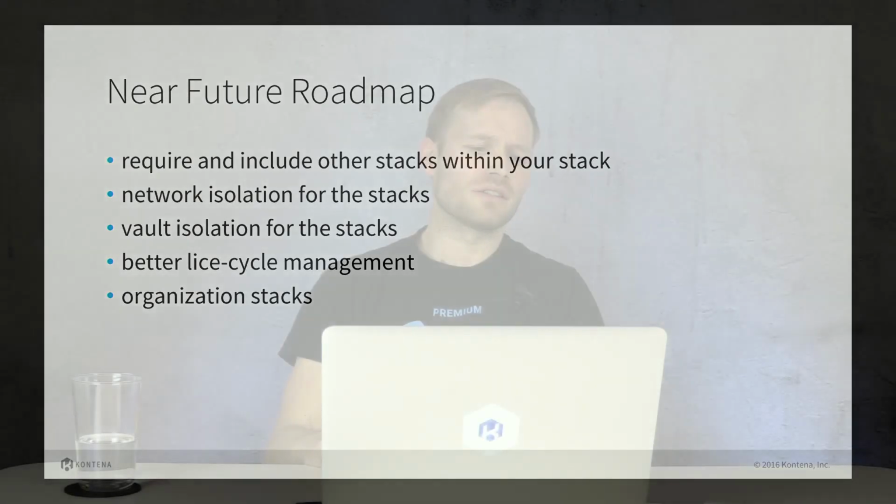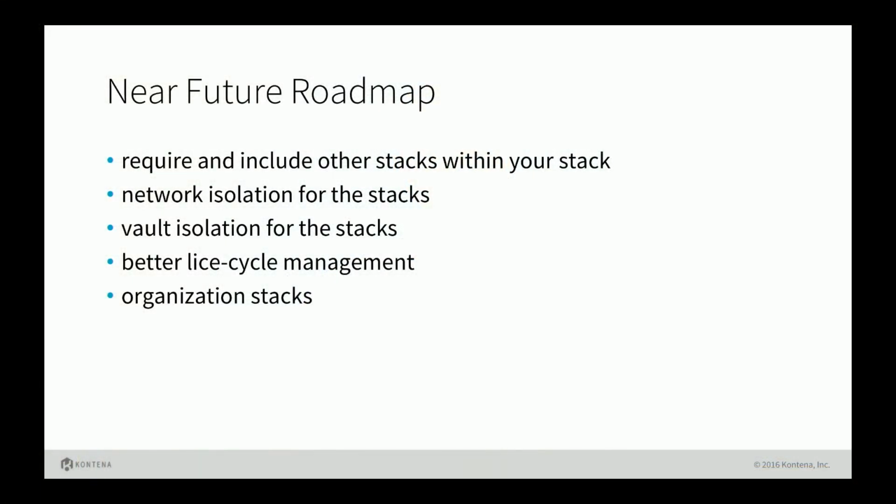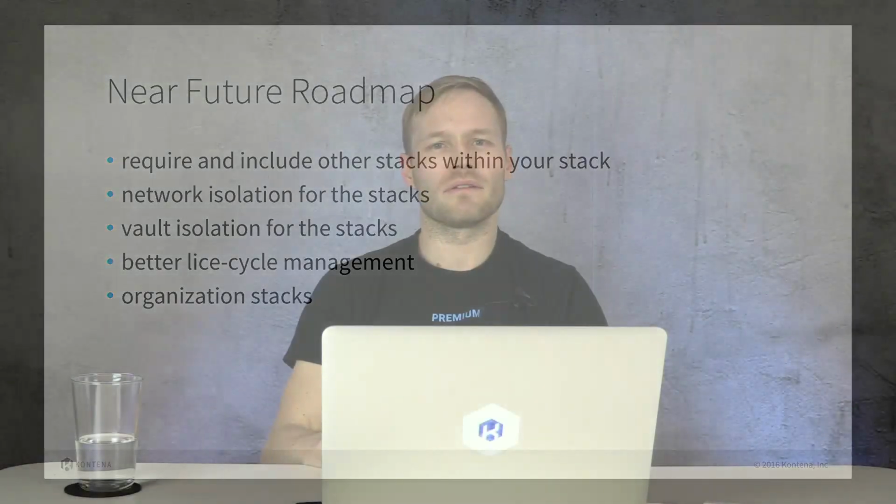And then we are concentrating on network isolation. So every stack will have some network subnet, and other stacks cannot connect to internal services of that stack. Then there will be some container vault isolation for the stacks. So if the variables save some values to container vault, and when you remove that stack from your grid, those values will automatically be deleted as well.